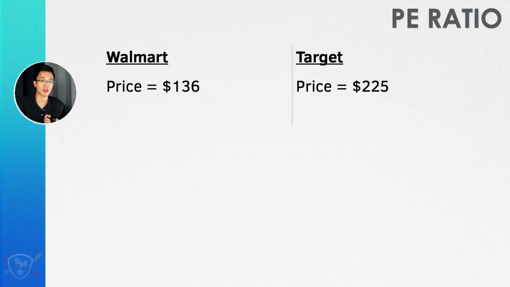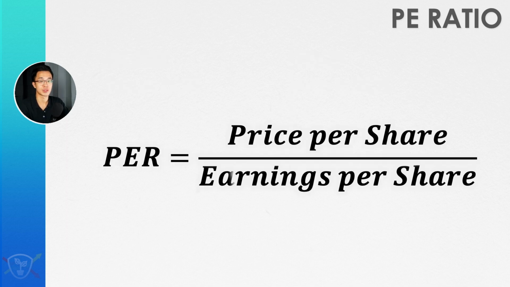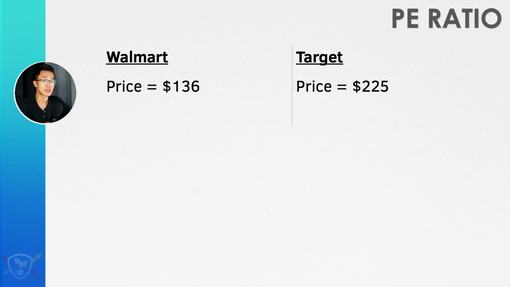One of the ways we can compare the value of these two companies is by using the PE ratio. The formula is pretty straightforward. The calculation is simply the price per share divided by the earnings per share. So let's take a look at the PE ratio for our two companies.